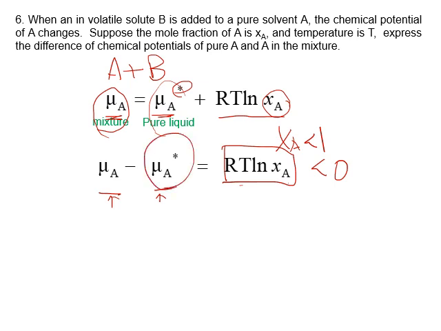Okay, this is a pure A. All right, and when you add impurity, this is the chemical potential with impurity. And this minus the pure solvent is a negative number. That means the chemical potential of the impure solvent is always less than that of the pure solvent. And this will have the consequence of colligative properties that we are going to talk about in the next section.